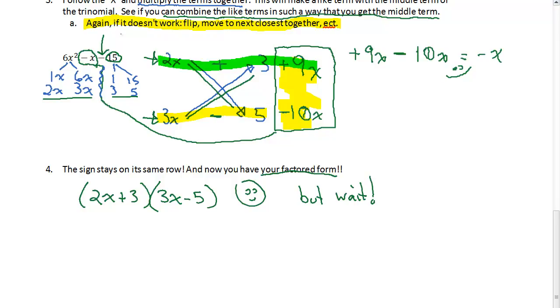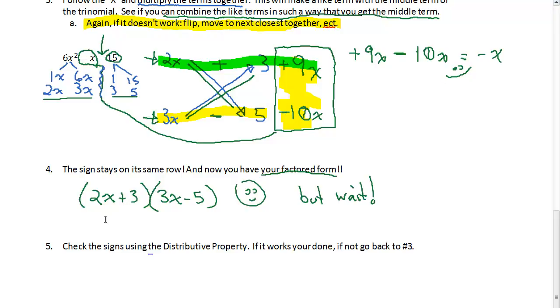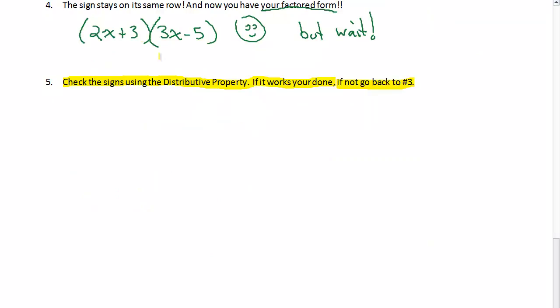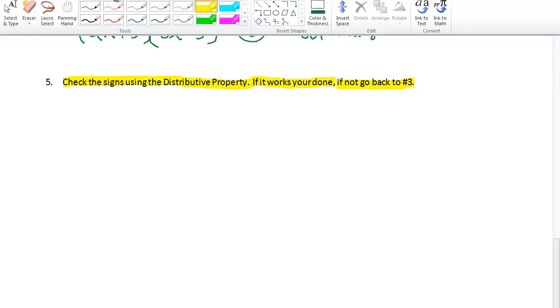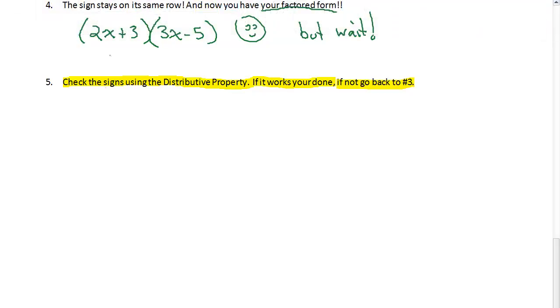And so for step number 5, I need to check the signs. Step 5 is to check the signs using the distributive property. If it works, you're going to be done. Unfortunately, if not, you do need to go back to step number 3. But again, I'm going to scroll this up just a hair so that we can see this, and I'm going to do the distributive property so you can see what happens.